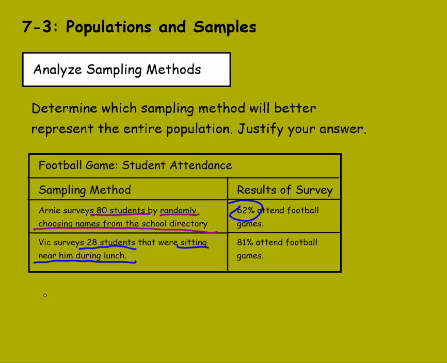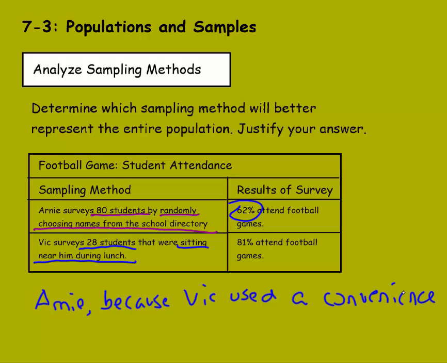So we're going to say Arnie because Vic used a convenience sample and asked fewer people.